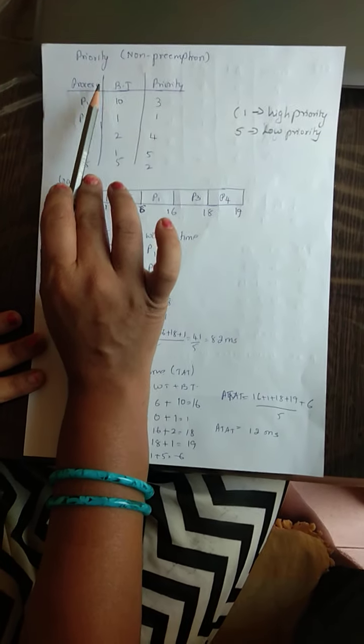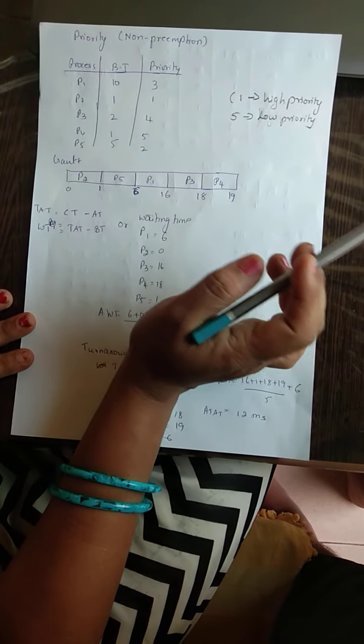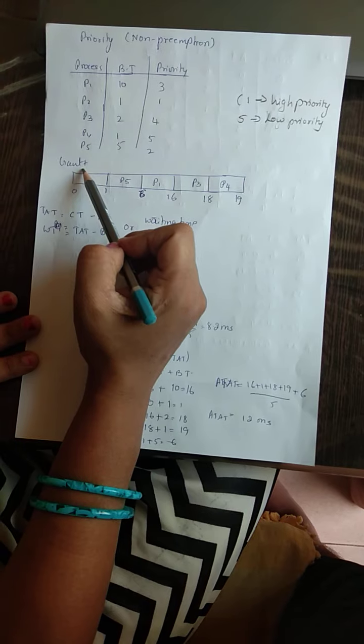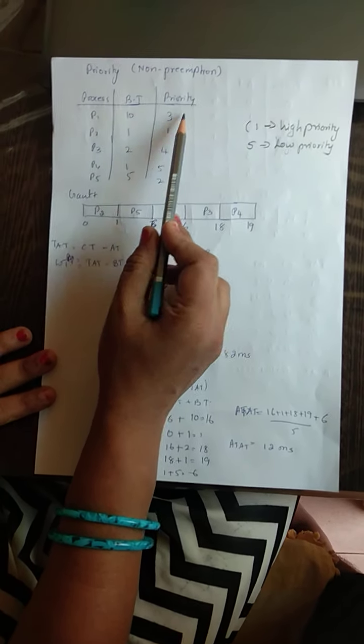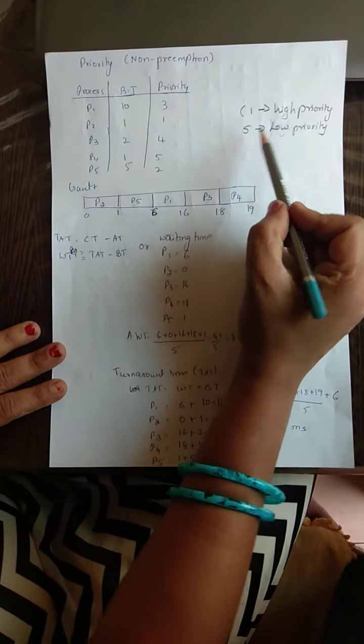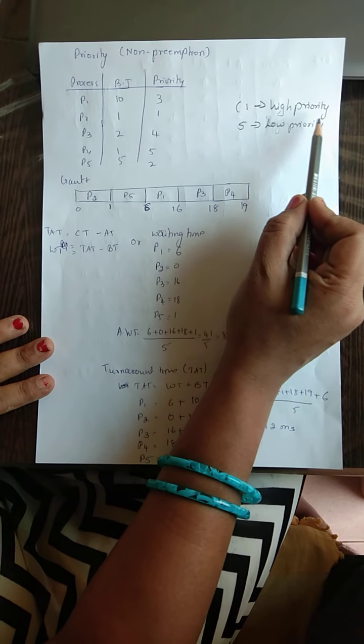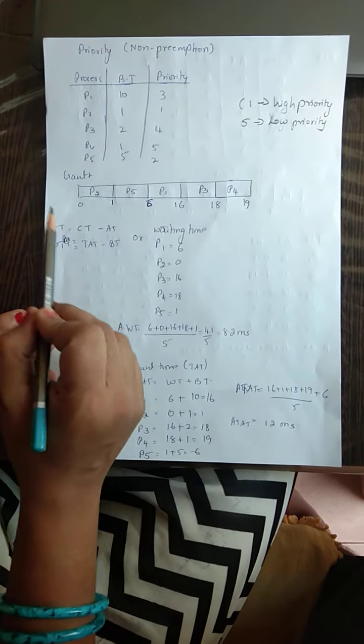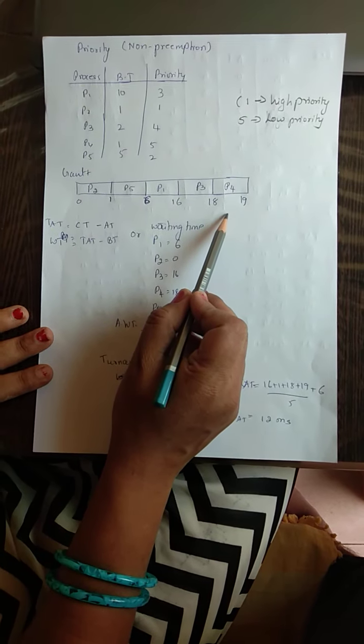Example for priority scheduling, that is non-preemption. Here 5 processes are given, burst time is given, and priority levels also are given. Here I will consider 1 as the highest priority and 5 as the lowest priority. See how the Gantt chart has been drawn for this.